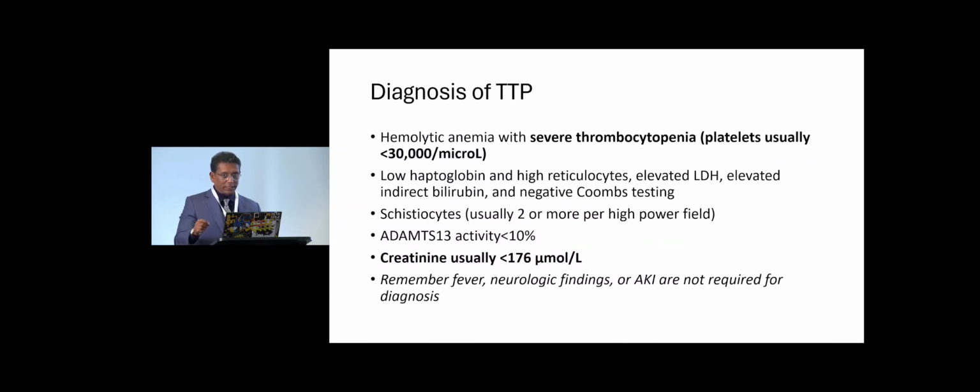Diagnosis, again stressing severe thrombocytopenia, less than 30,000. The next line you all know, schistocytes, so usually 2 or more per high power field. ADAMTS13 activity has to be less than 10%. Creatinine usually less than 170. Very rarely do they go with severe AKI.